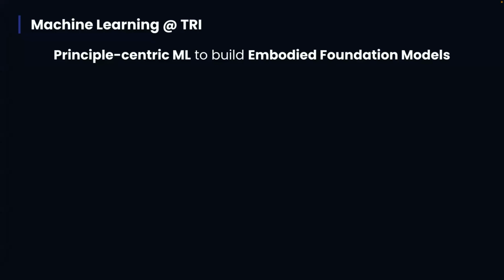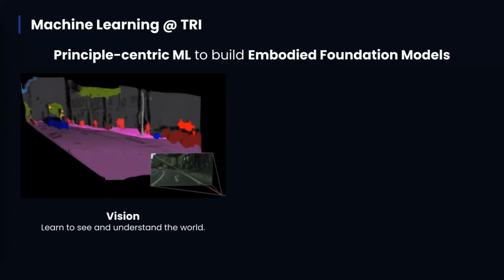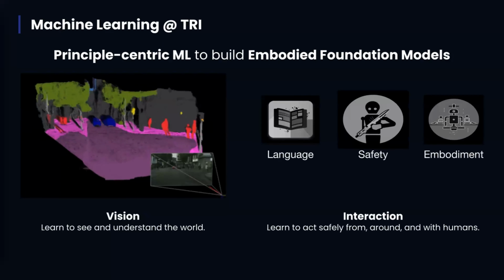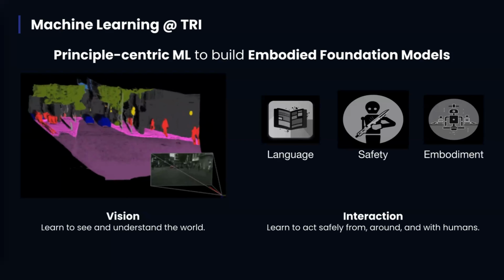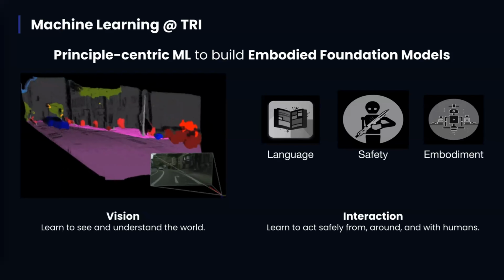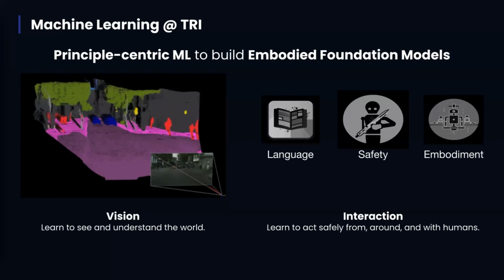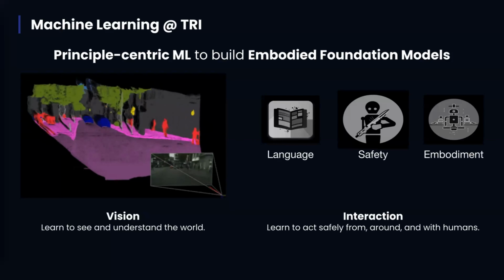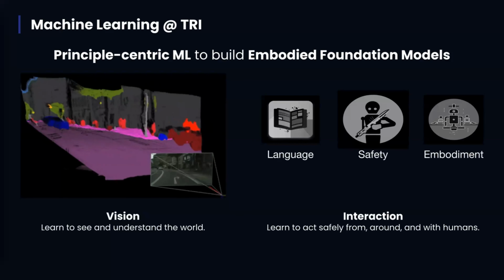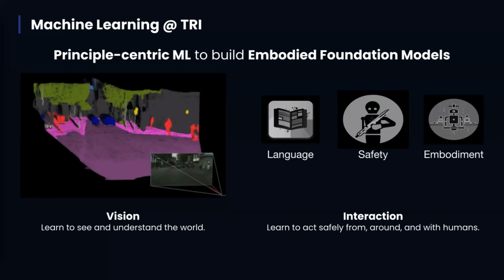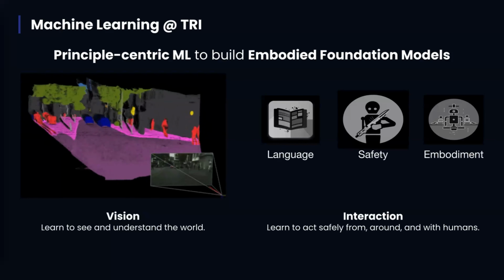And what we know for sure, where the scientific approach is really well grounded for us, is the principle-centric approach. We have two teams. We have a vision team, where the goal is to learn to see and understand the world. We have an interaction team, which is a fairly new team for us, looking at language, safety, and embodiment. And obviously, as I mentioned, there is the sensory motor loop that our robots are in, whether in the car, on the road, in the factory, in the home. These two are very intermingled, and so people work very closely across the whole team.